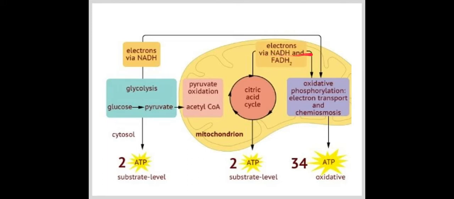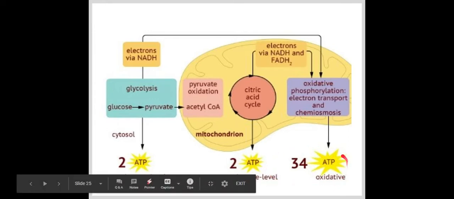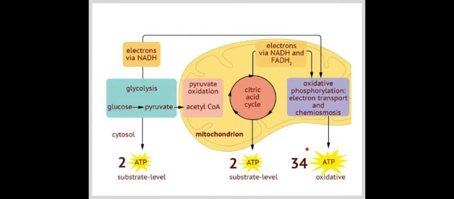All right, so then these are moving to the electron transport chain, okay, and here we have 34 ATP molecules being produced. Overall, the electron transport chain produces the most ATP because of its increase in surface area from the cristae foldings. So 34 plus 2 plus 2 is 38 ATP molecules produced with cellular respiration.